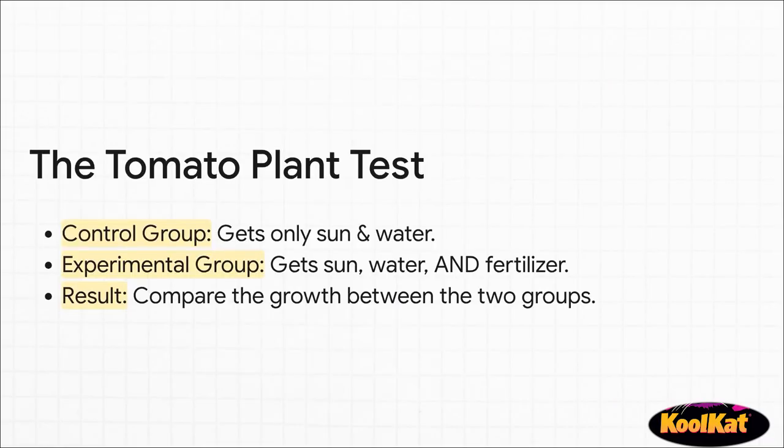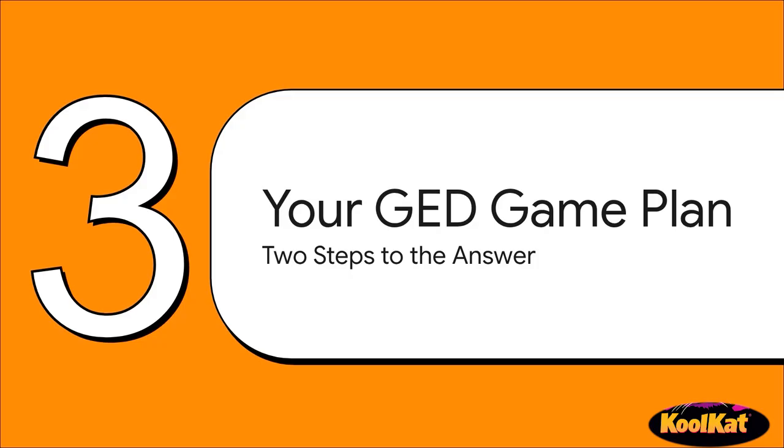Let's make this super clear with a classic example. Imagine you want to test a new fertilizer on tomato plants. Your control group just gets the basics, pot, soil, water, and sun. But your experimental group gets all of that plus the fertilizer. See? The fertilizer is the one thing that's different. That's our independent variable. So if those plants grow taller, you know it was the fertilizer, because everything else was exactly the same.